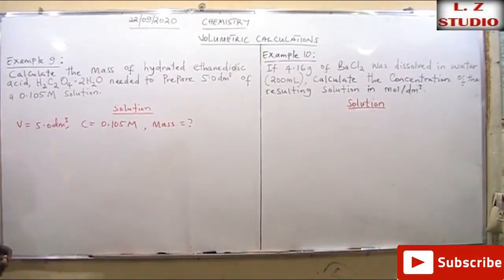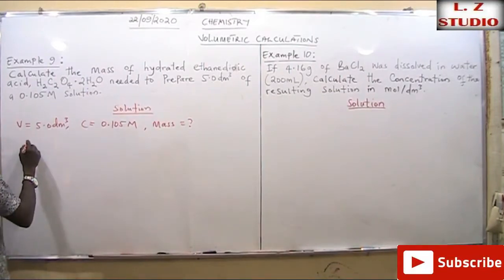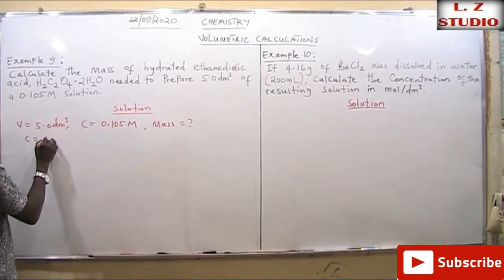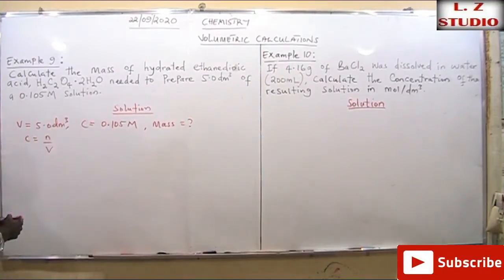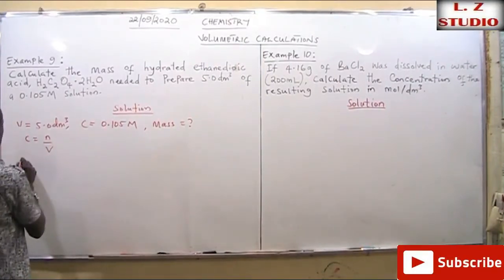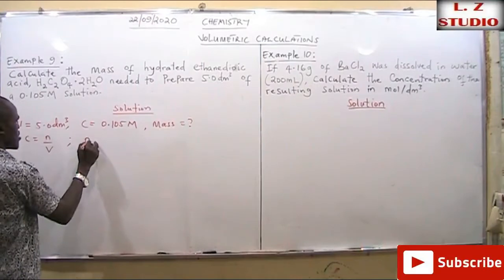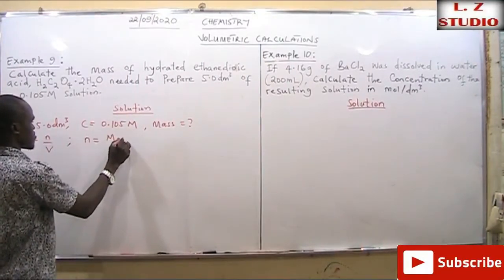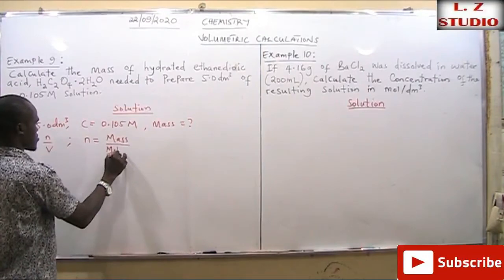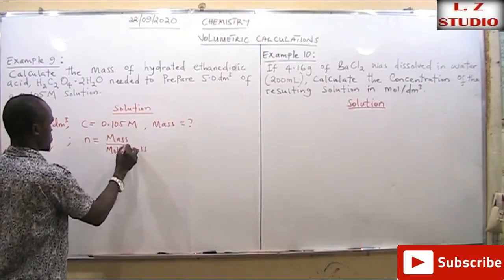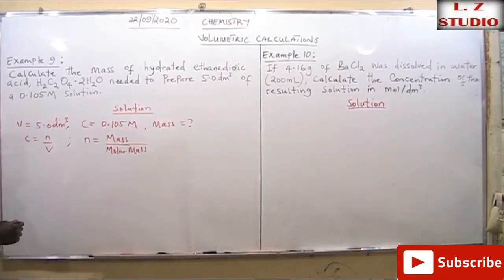So, you remember the formula we said, C is equals to n over V. This is the formula that can suit our problem here. But there is a problem: we don't have mass given. Remember that we said n is equals to mass over molar mass. Yes, I believe you remember this particular formula. So in this case, we are going to substitute this for n here.